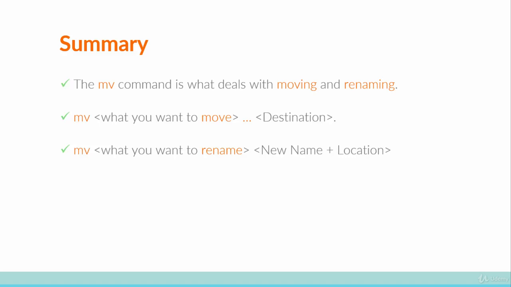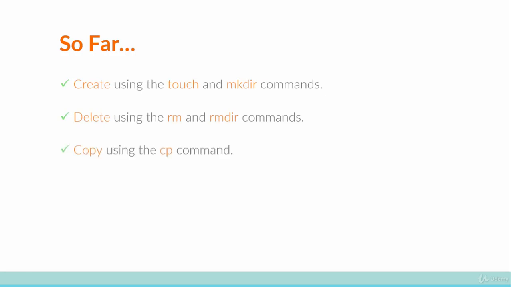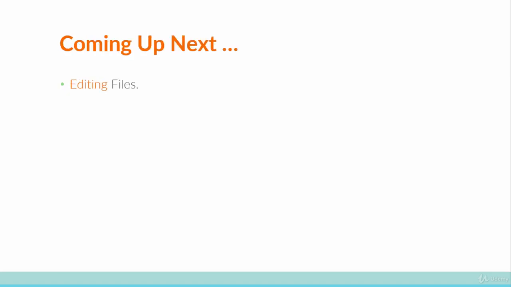So just remember that if you ever want to move or rename a file, the mv command is what you need. So in the last few videos, you've learned how to modify the file tree quite a lot. You can now create files and directories using the touch and mkdir commands. You can delete files and directories using the rm and rmdir commands. You can copy files and directories using the cp command, and you can even move and rename files and directories using the mv command.